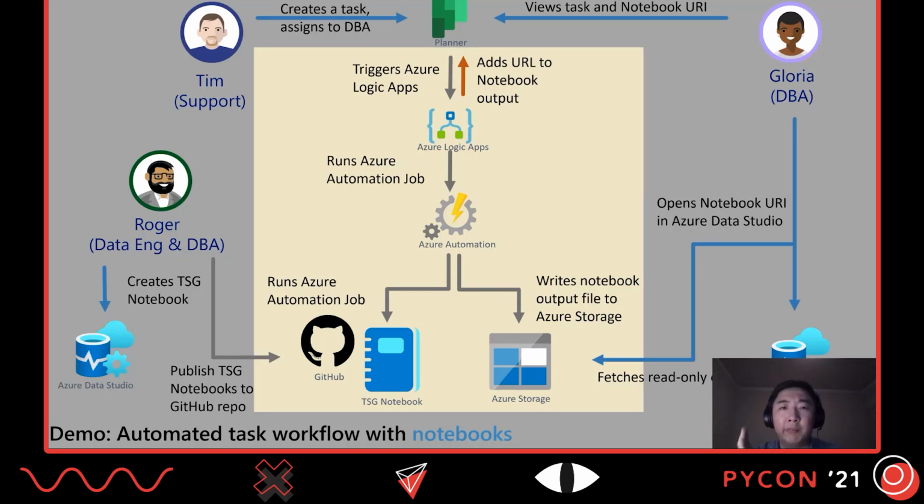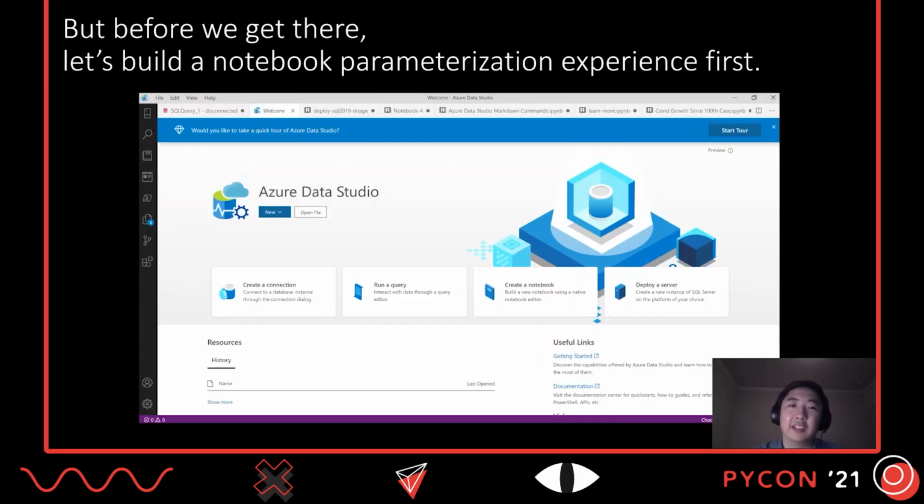But in order to build this really wonderful solution, you have to start off with the building blocks. And one core piece is this parameterization experience. Parameterization, simply in this example, is the ability to pass values from a URL or from a notebook to another notebook, or even between code cells within a notebook itself.